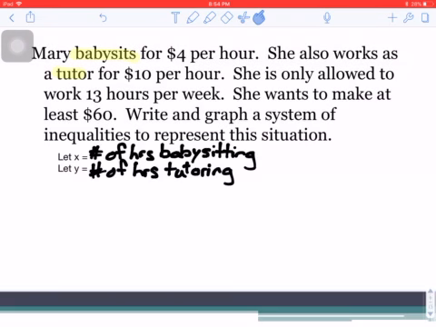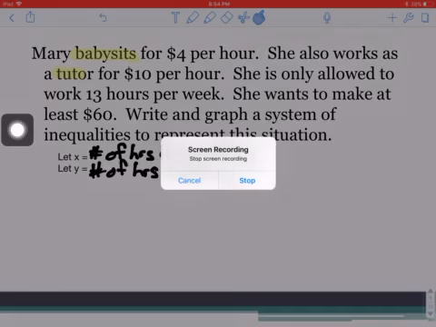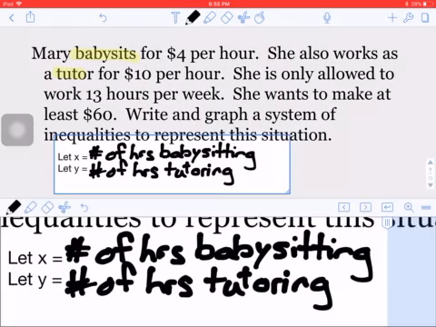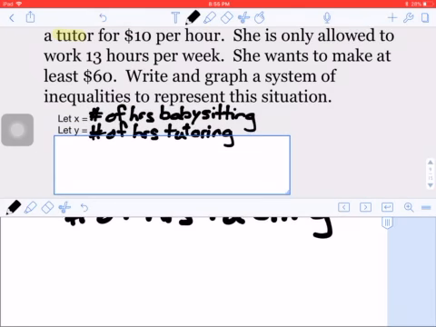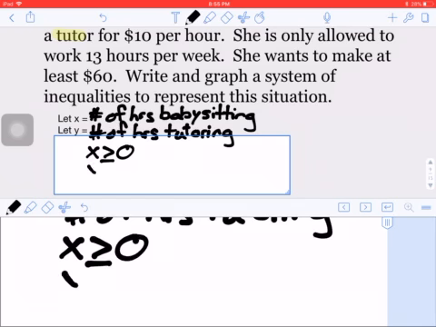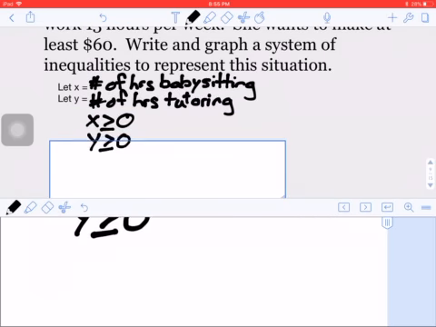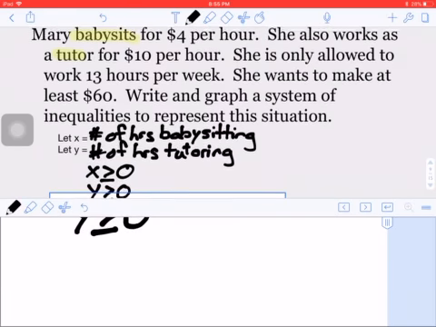After we read that now, it says that she is only allowed to work 13 hours per week, and she wants to make at least $60. So those are two topics here, or two things that we're going to have to create inequalities for, the total number of hours and the total amount of money. So again, we're going to write this out. And remember, X and Y are hours, so we cannot have negative hours. So we're going to say X is greater than or equal to 0, and Y is greater than or equal to 0.